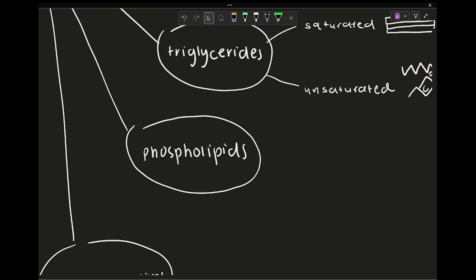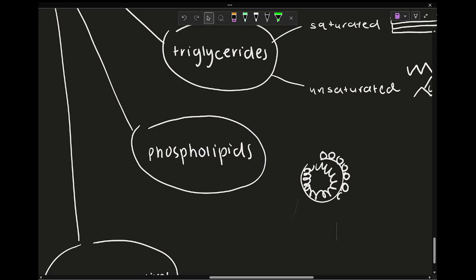So this allows the membrane to form spontaneously in water, because all the polar phosphate heads will attract to the water, and then the nonpolar will go inside. So it'll almost form like a little sphere with the nonpolar fatty acid tails on the inside with the phosphate heads on the outside, if you get what I mean. And this allows that phospholipid membrane to be formed.